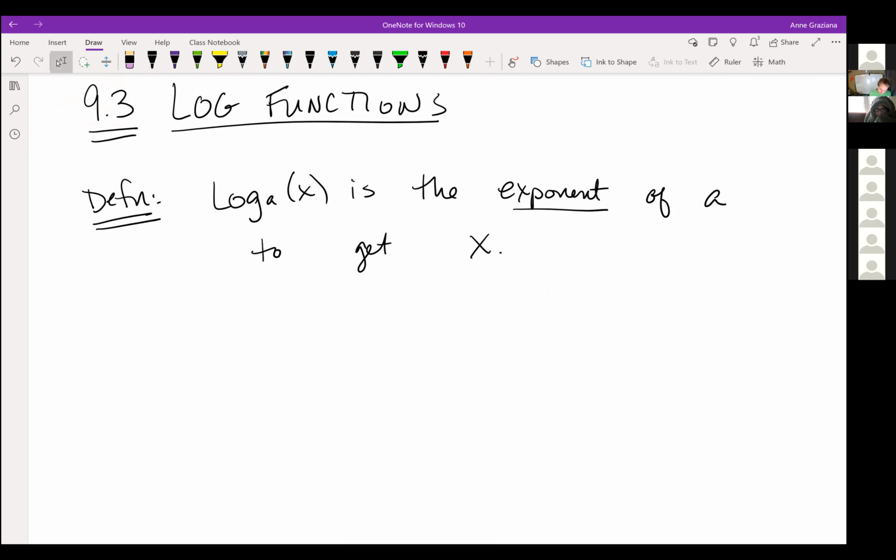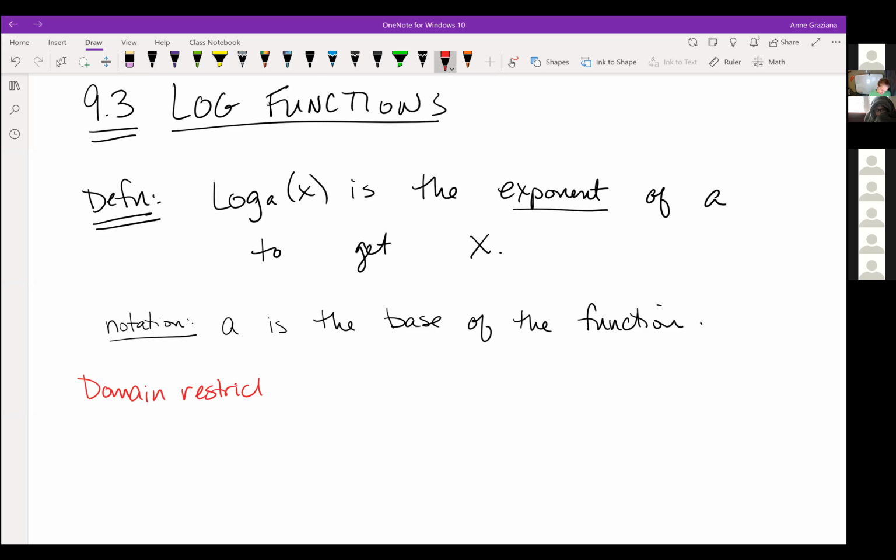All right, so here's some notation issues. a is the base of the function. And we have a new domain restriction.